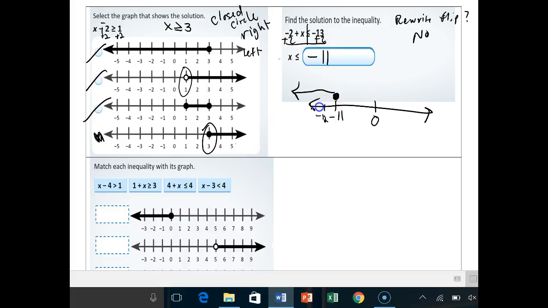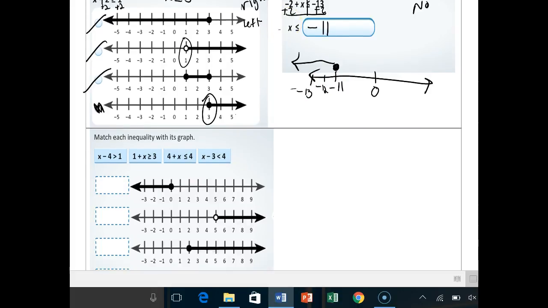So negative 12. Remember, negatives, as they look like they get bigger, they're actually getting smaller. So negative 12 is smaller than negative 11. That works for the solution. Negative 13 is smaller than negative 11. That works for the solution. We can go on to infinity, right?